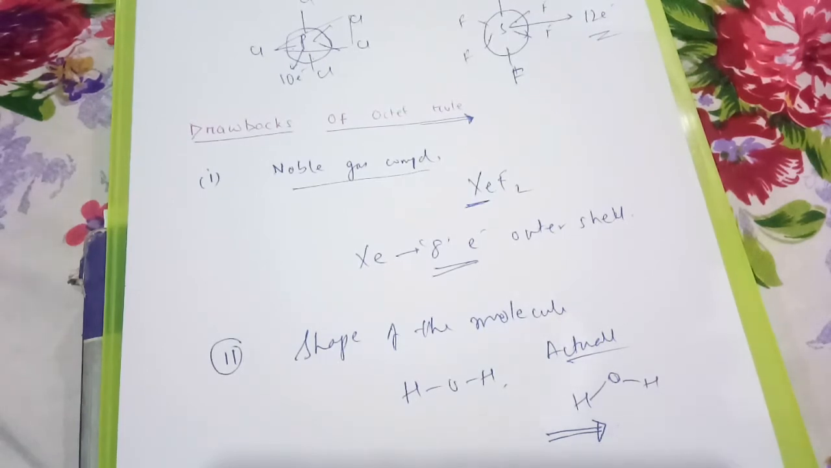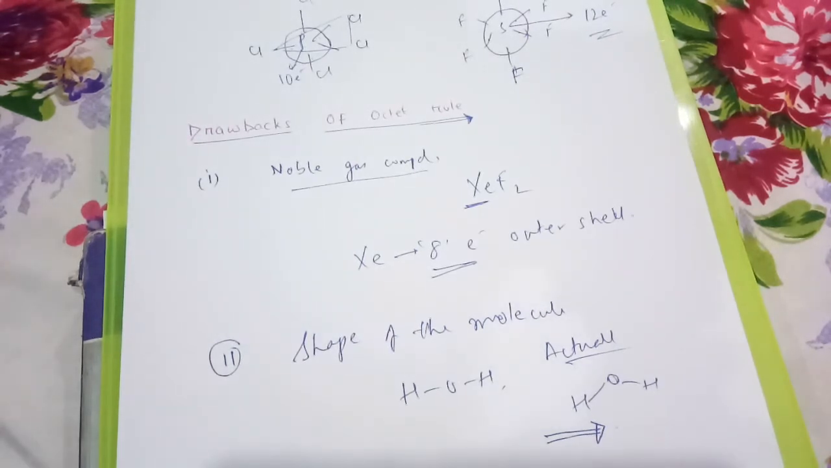Also, this rule does not explain the relative stability of molecules, meaning which molecule is more stable. These things cannot be explained by the octet rule. These are the drawbacks of the octet rule.